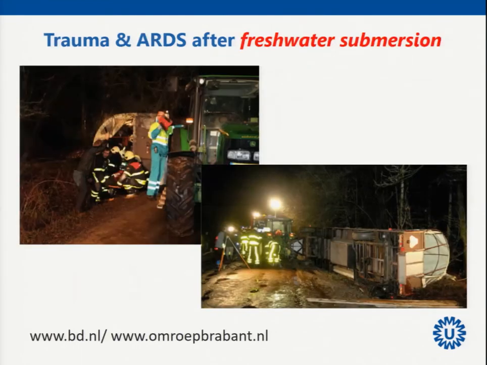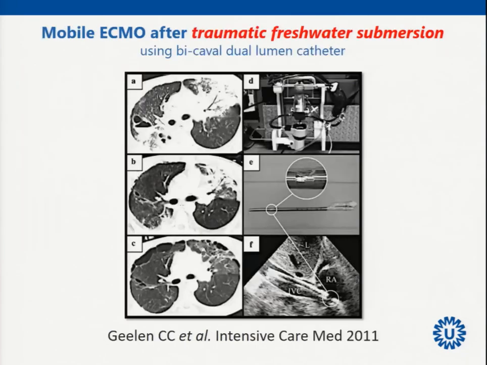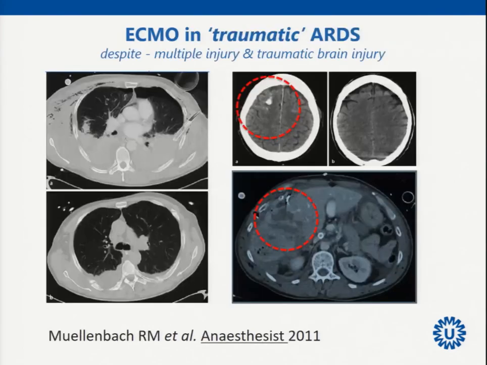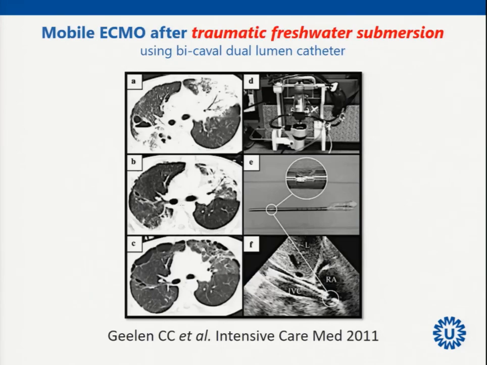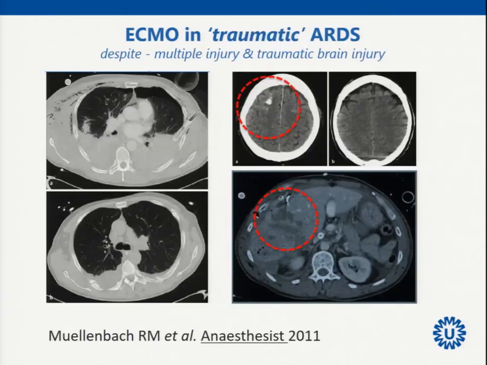And I will speed up a little. This was one patient that we had in Maastricht at the time. He fell into the water, so there was freshwater submersion, trauma and lung contusion ARDS. So a very complicated case at that time, done with an Avalon cannula. And you can see that this patient survived very well and the lungs cleared up, and that has also been done for traumatic ARDS, even in traumatic brain injury.